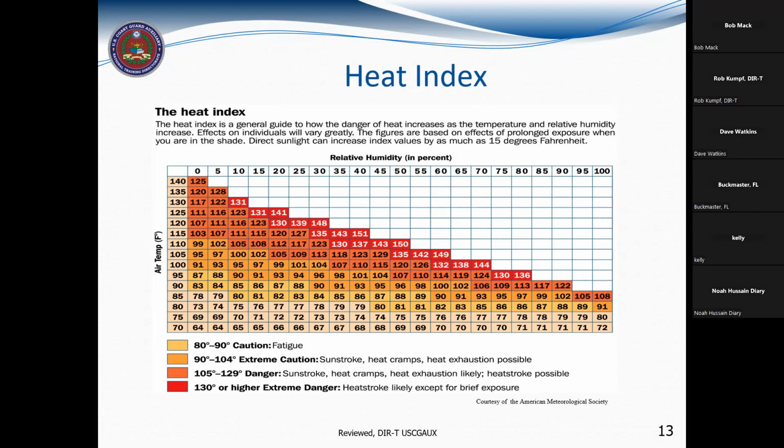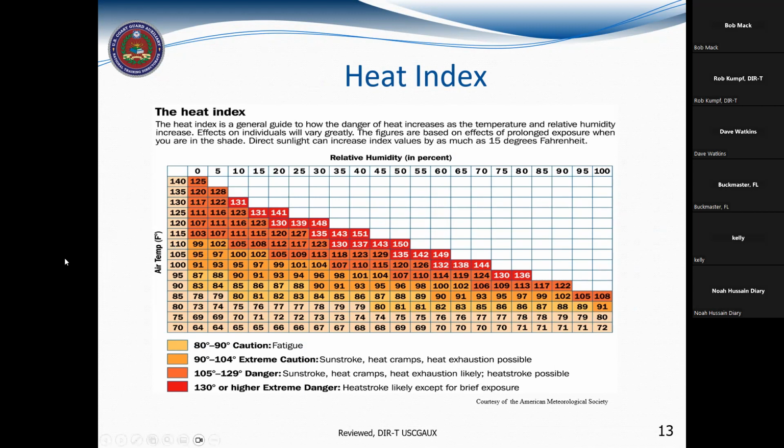You can't see my mouse anyway, but if it's 80 and we had 80% humidity, the heat index is 86. Next week, when it's in the 90s and we're that humid again, it's going to seem like it's 113. So you want to pay attention to that, and make sure that your crew is properly hydrated.